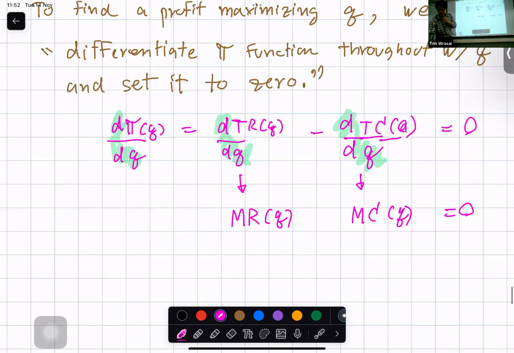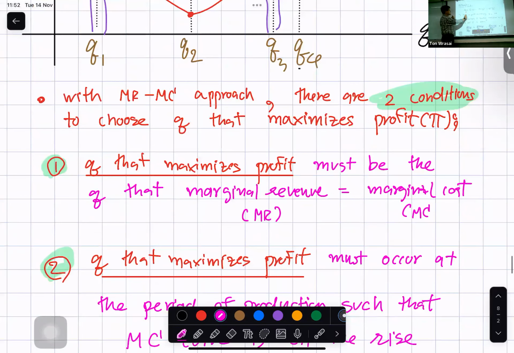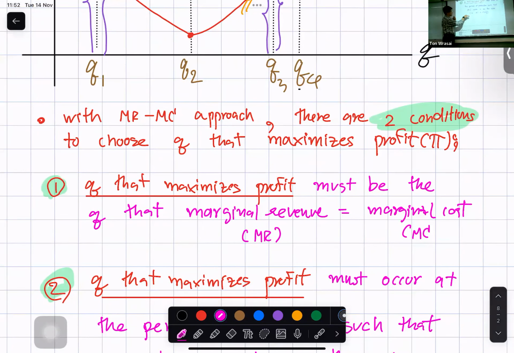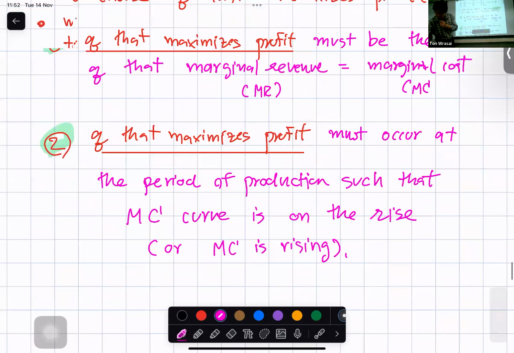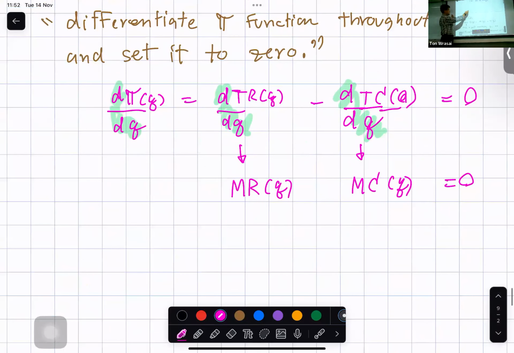It's consistent with this first requirement here. The Q that maximizes profit must be the Q where MR equals MC. Where does it come from? It comes from this analysis that we just derived. Once we rearrange, we get the rule here.